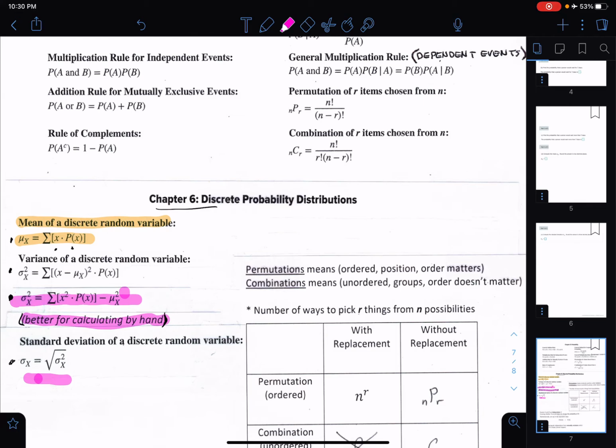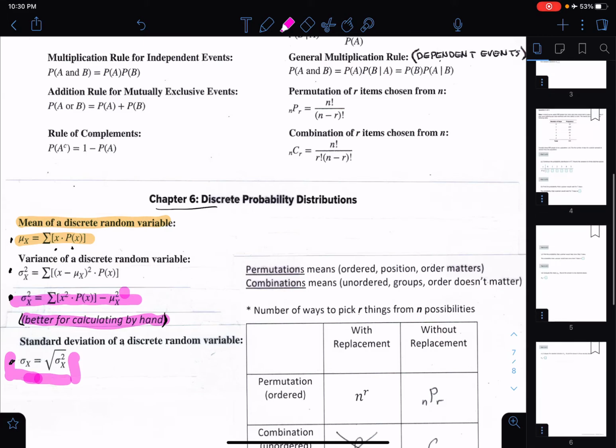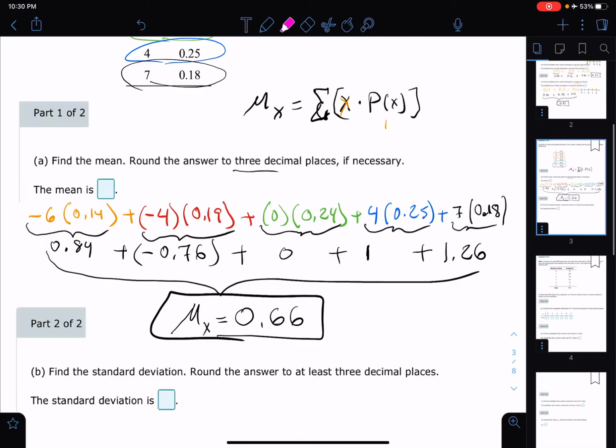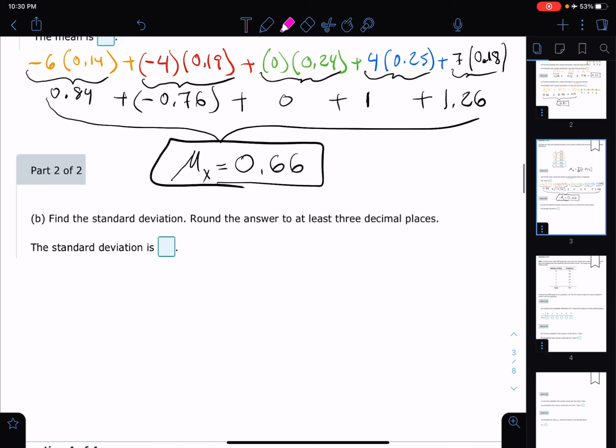Then after you get that variance, you square root both sides, which will give you the standard deviation right here. All right, so that's the plan. Let's see, where are we at right here, I believe. I will go ahead and use some of the same colors, but remember our formula is a little bit different.